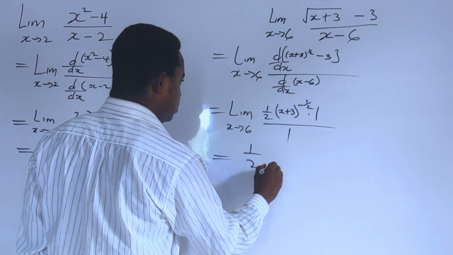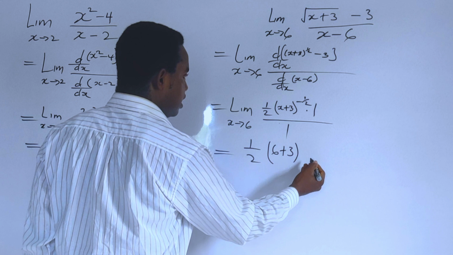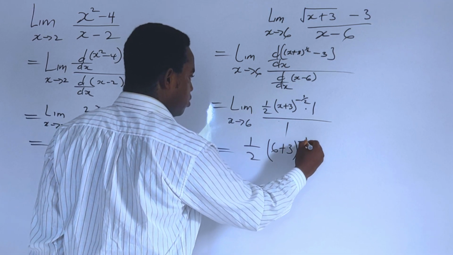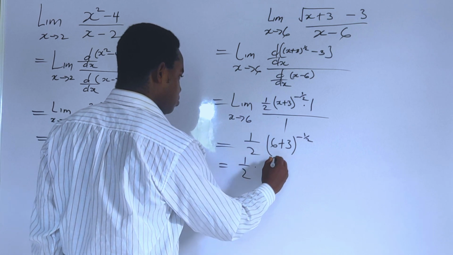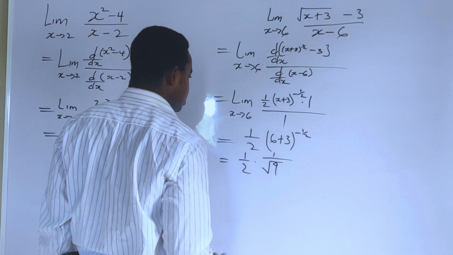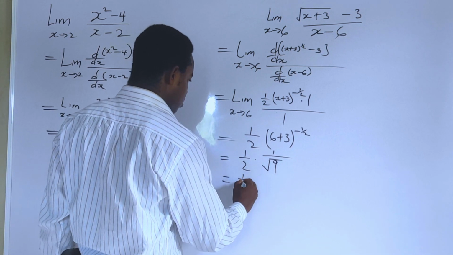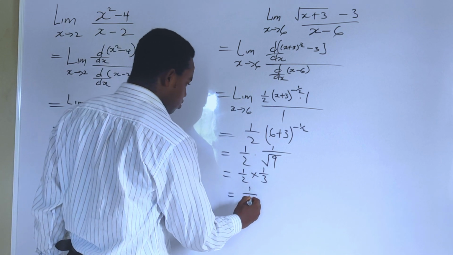So it's time we evaluate the limit. So that will be 1 over 2 multiplied by 6 plus 3 raised to power negative 1 over 2, right? Which should be 1 over 2 multiplied by 1 all over square root of 9, right? From indices, we have negative power there, right? And that is 1 over 2 multiplied by 1 over 3, which is 1 over 6.